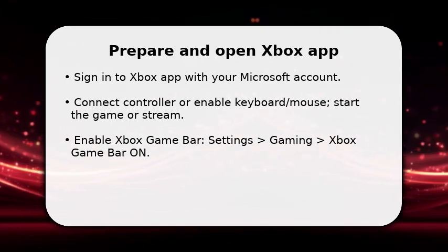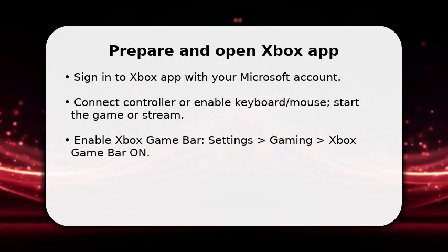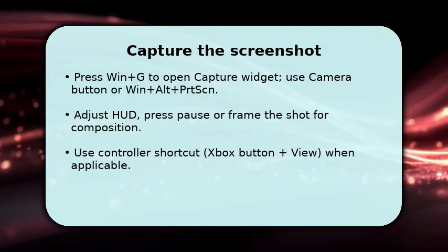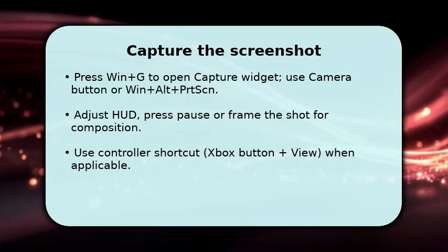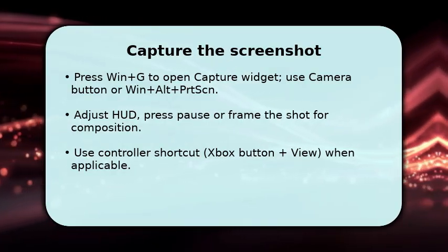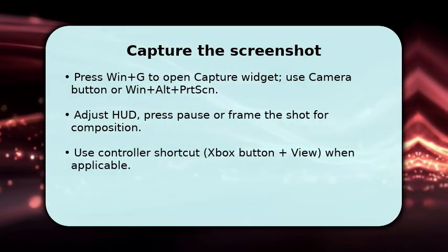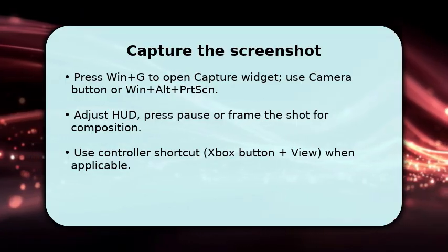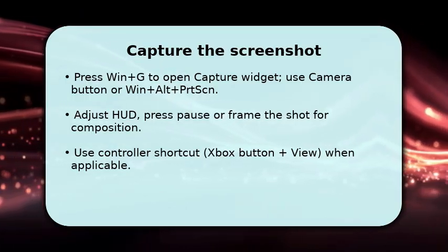With the game bar visible, focus the frame you want and consider pausing or moving UI to get a clean shot. Composition matters because screenshots are static. Then click the camera icon in Capture or press Win+Alt+PRT-SCN for an immediate screenshot. This saves without interrupting gameplay.